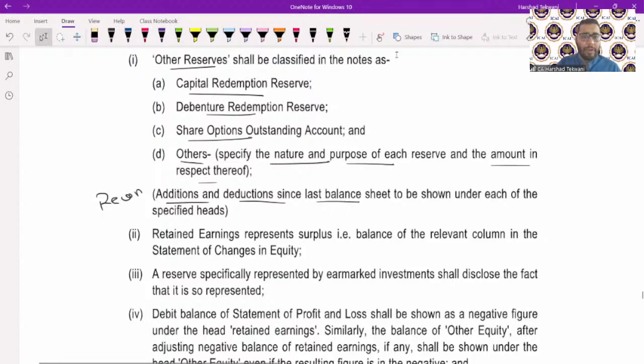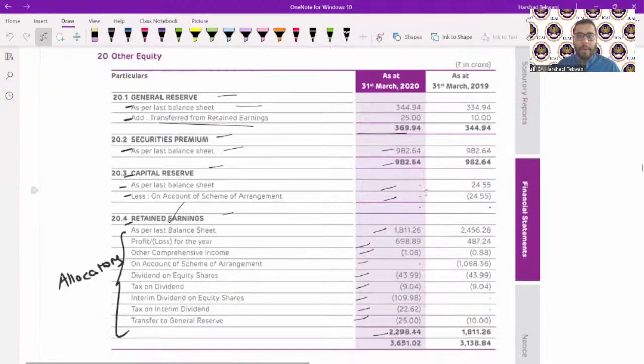Along with that, for the reserves, we are required to provide details of the nature of each kind of reserve. See over here: general reserve, securities premium, capital reserve, retained earnings. We have also shown what was there as per the last balance sheet date and additions or deductions, a sort of reconciliation. Whether you show it vertically or horizontally doesn't matter; you just need to fulfill the requirements and it should be understandable. So disclosure requirements prescribe the minimum that is required to be disclosed, but the format depends upon the company.